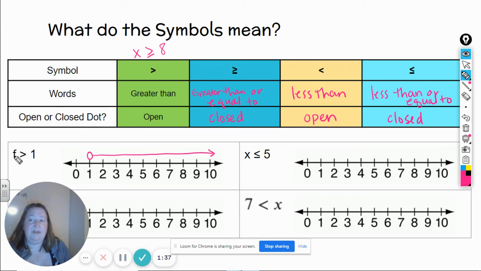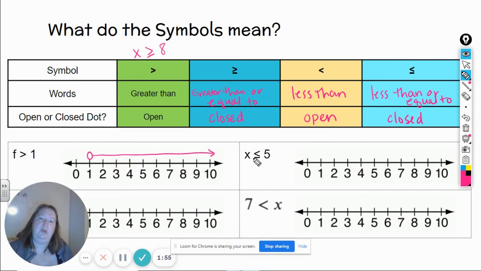Okay, and you'll notice that if the variable's on the left, that this actually matches what you're doing. It kind of points the right direction. If it's written with the variable on the right, that's not the case. Okay, so you can't trust this one to tell you which way to draw your line or your ray.